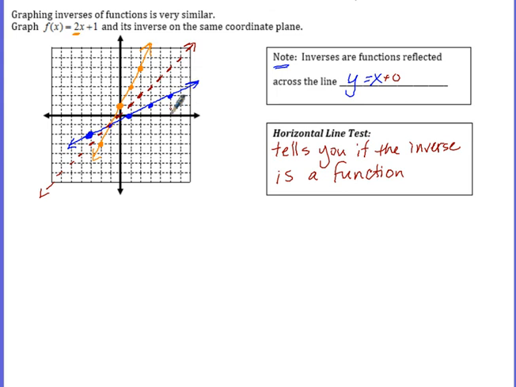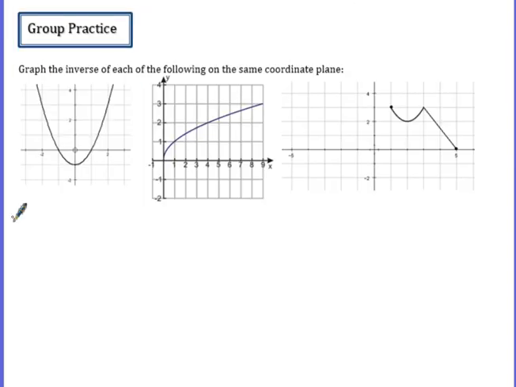All right. So we've attacked two things so far. We've attacked end behavior of graphs graphically, as well as inverses graphically. So let me get you started on the group practice, and then I'll give you some time. We want to graph the inverses of each of these three graphs. I highly suggest you pull off points. So let's stick with our orange-blue scheme here.